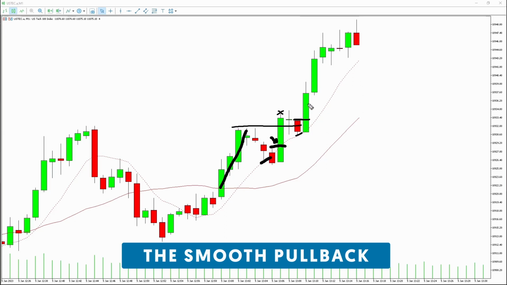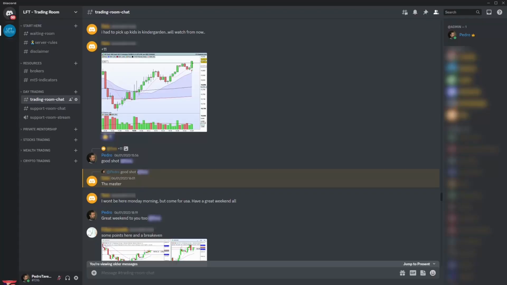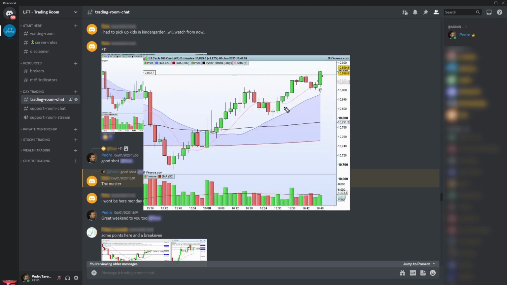Nice entry here, guys. As soon as the price starts making new highs, we can close our trade. We don't need to close it all at once. We can close it in partials, but this is what you want to see and what you want to wait for every time. But don't learn just from me, you can learn from my traders.